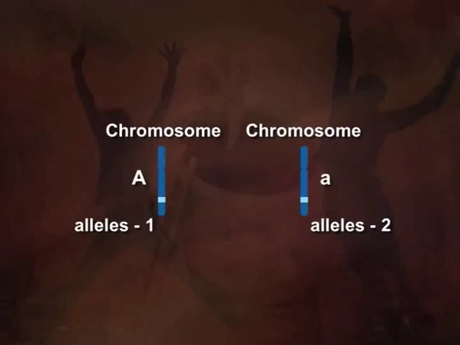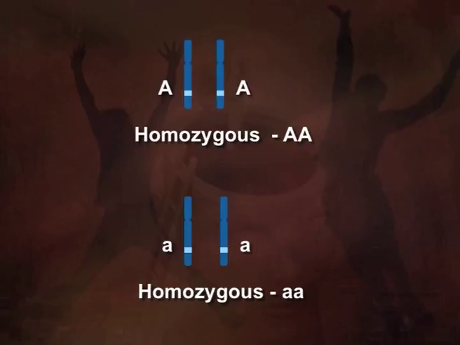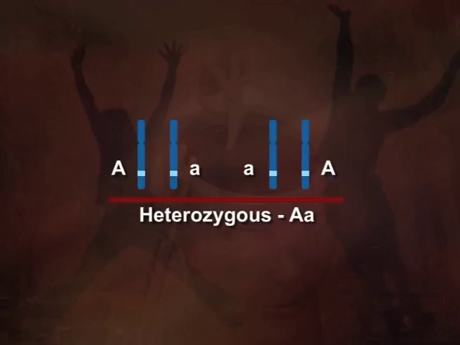For example, if there is gene A, it can have two alleles, the dominant allele represented by capital A and the recessive allele represented by small a. Each of these alleles is inherited from either of the parents. Second, if the alleles inherited from both parents are identical, that is, either two dominant alleles or two recessive alleles, the person is said to be homozygous. If the alleles are different, that is, one dominant and the other recessive, the person is heterozygous.